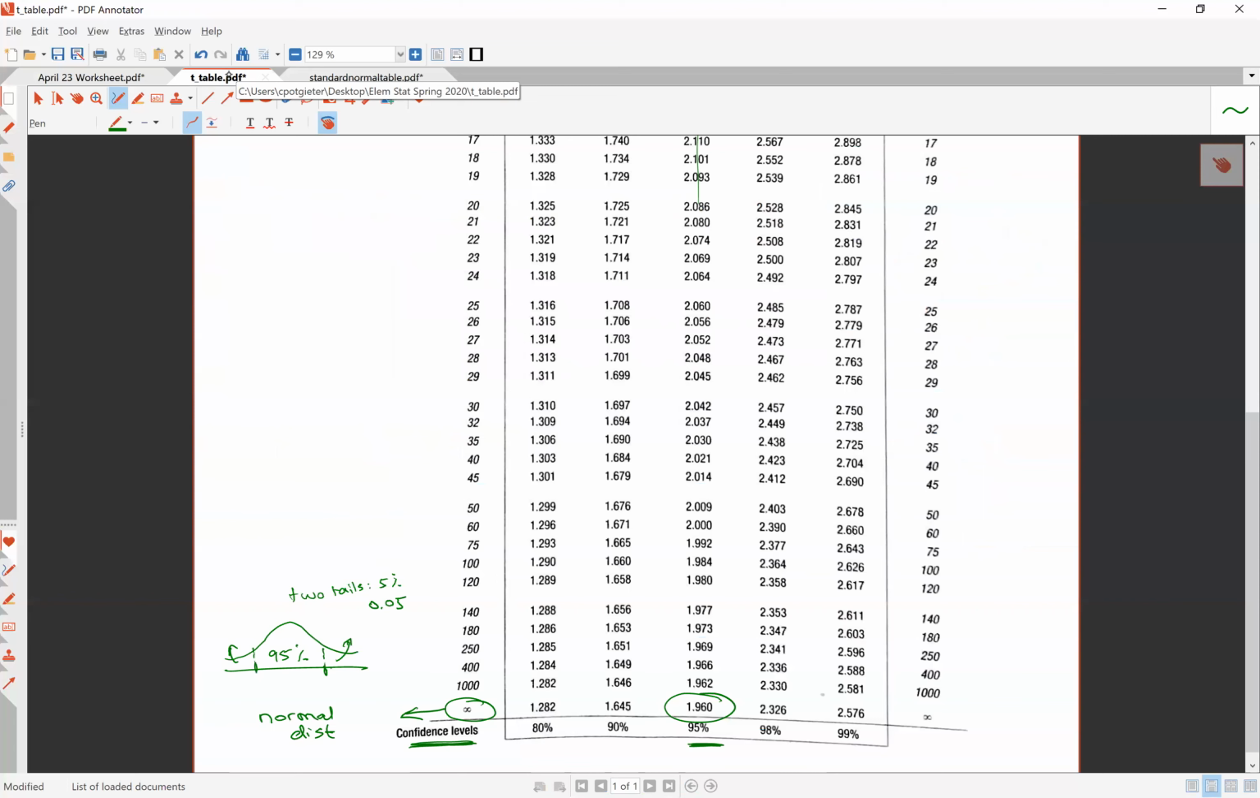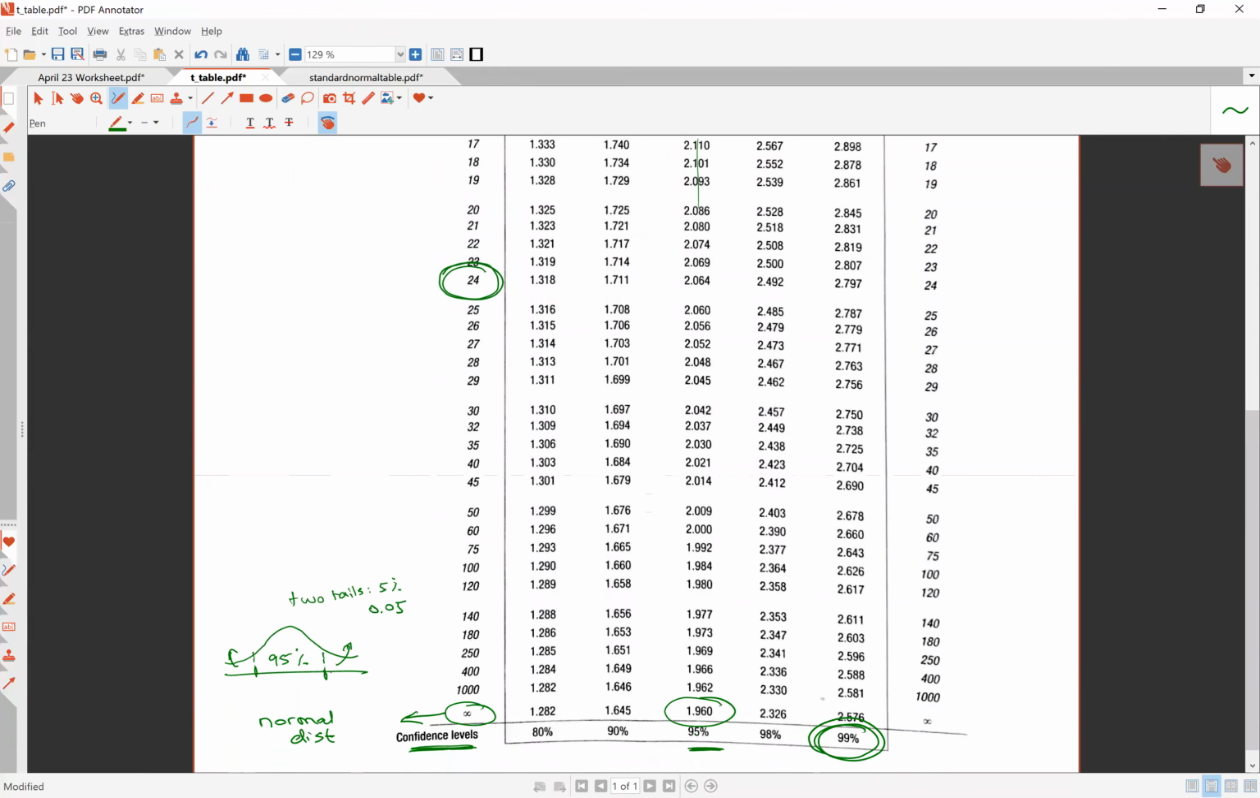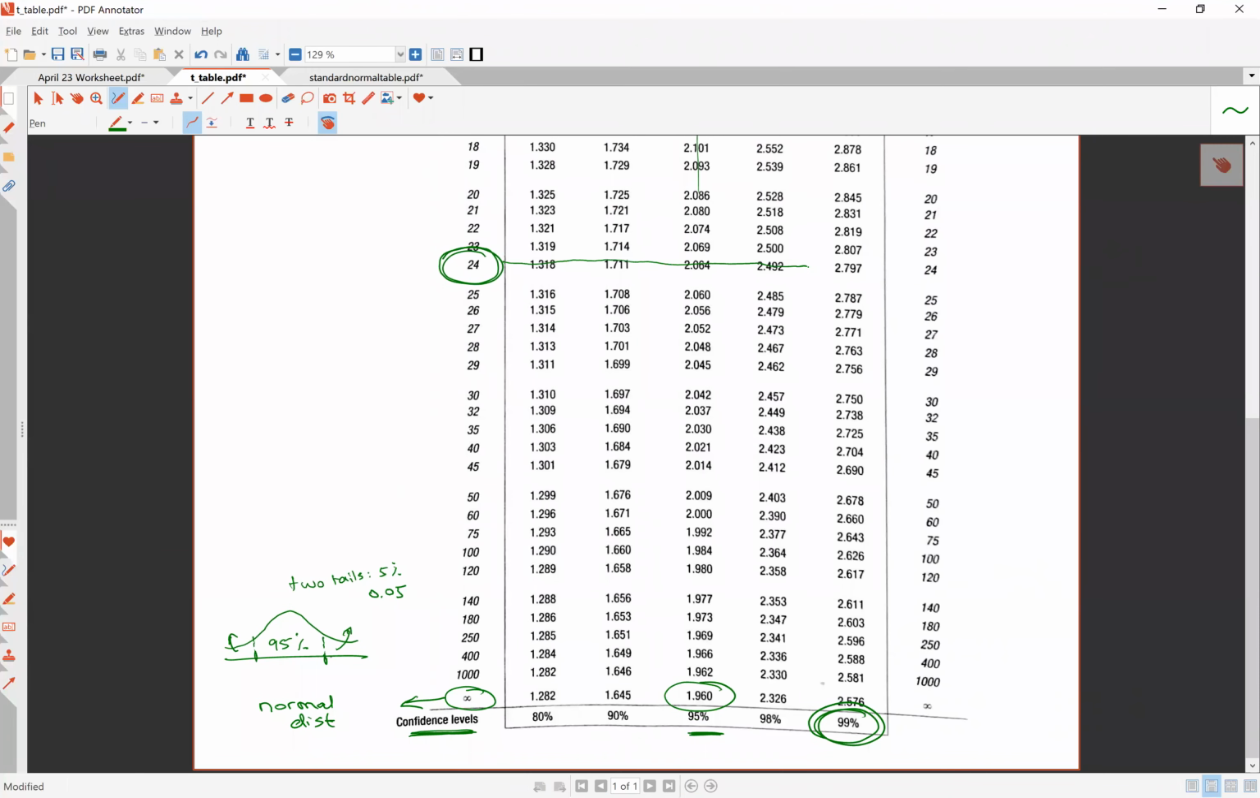So going to my t-table, 24 degrees of freedom, 99% confidence, which corresponds to two-tailed of 0.01. But that means I'm looking in the row 24 in the 99% column, and that gives me a t-star value of 2.797.